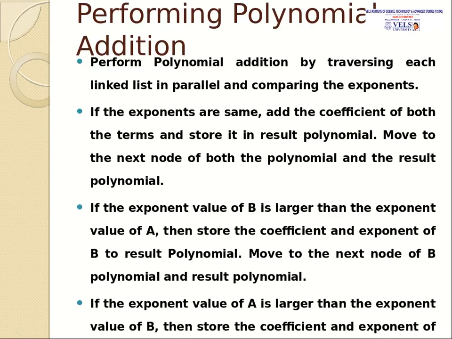That is what I have given here. If the exponents are the same, then add the coefficients of both the terms and store the result in the result polynomial, and move to the next node of both polynomials because we have added both coefficients. If the exponent of B is larger than the exponent of A, then store the coefficient and exponent of B in the resultant polynomial and move to the next node of B only. If the exponent of A is larger than the exponent of B, then store the coefficient and exponent of A in the result polynomial.